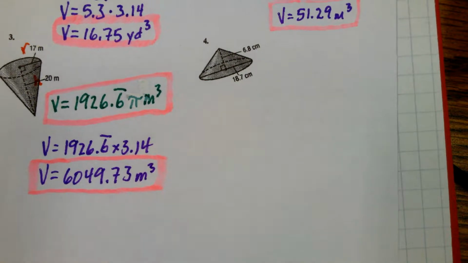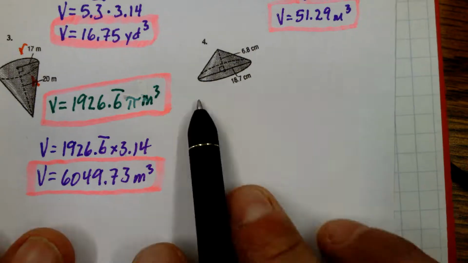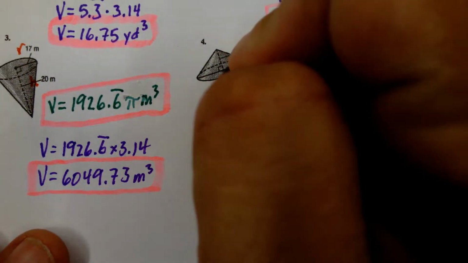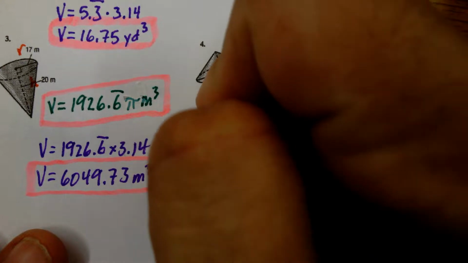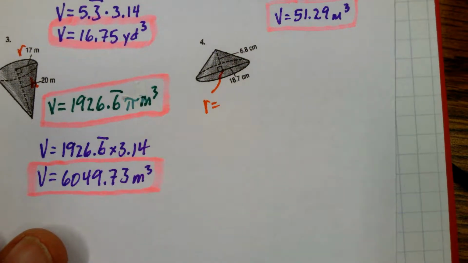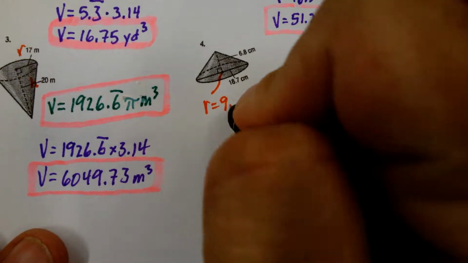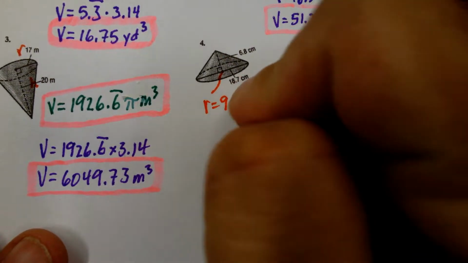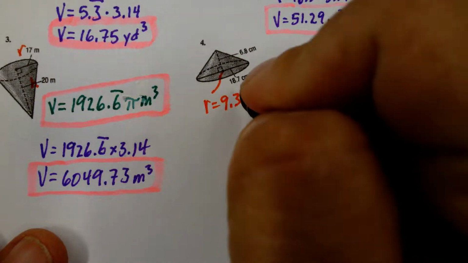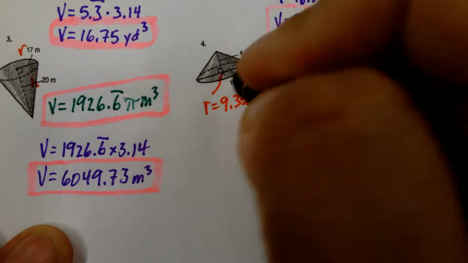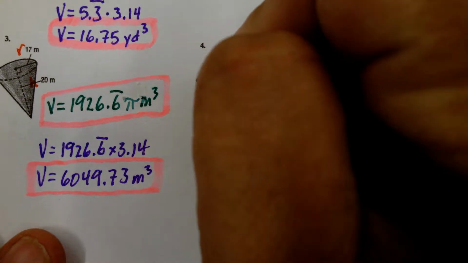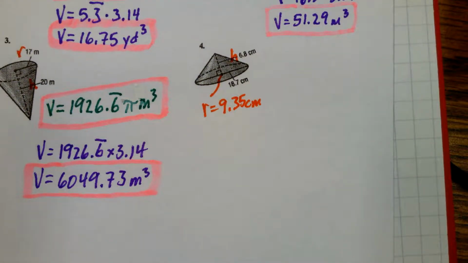Okay. So number 4. So for number 4, what do we have? Oh boy. Do you see the thing we're gonna run up against here? Do me a favor. Let's all do this. The diameter is 18.7. Would you mind dividing that number by 2 so we can get the radius? 9.35 centimeters. Yeah, so this is a diameter, but we want the radius. And it looks like 6.8 is the height. So let's calculate those.